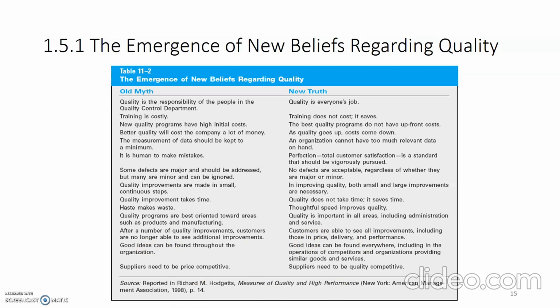Some other old ideas on quality include that good ideas can be found throughout the organization. Now, this is a very internal approach in understanding quality, but ideas can be found everywhere. This is the same with suppliers. The old belief about quality is that suppliers have to be price competitive. This is a fancy word for cheap. Resources must be cheap. But suppliers need to be quality competitive as well.